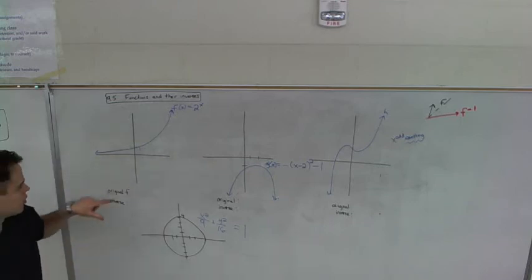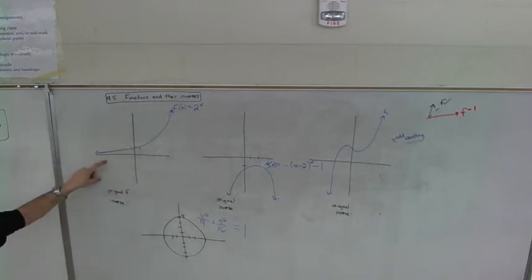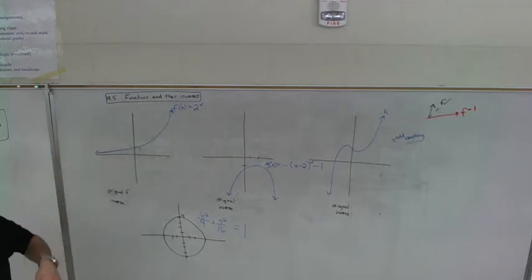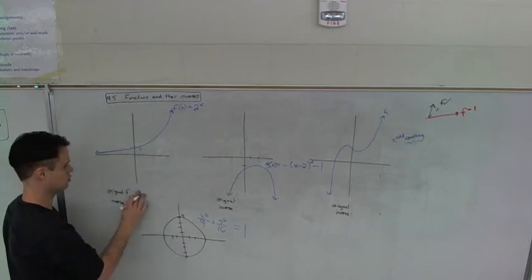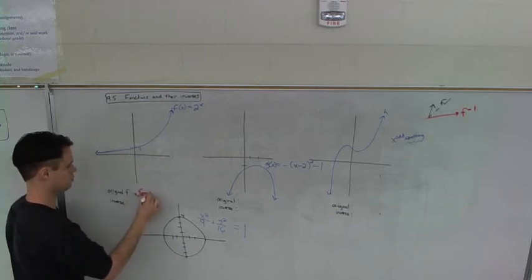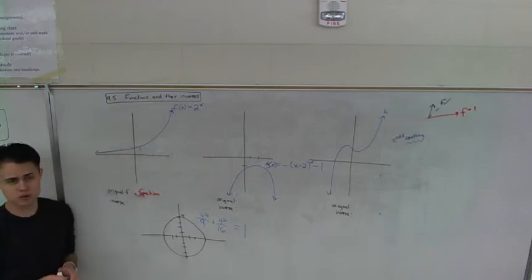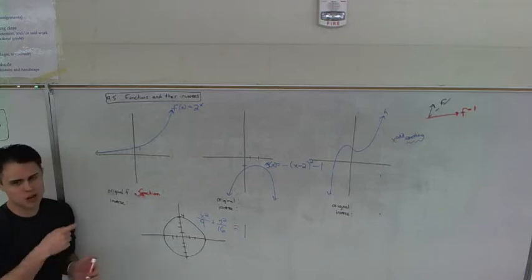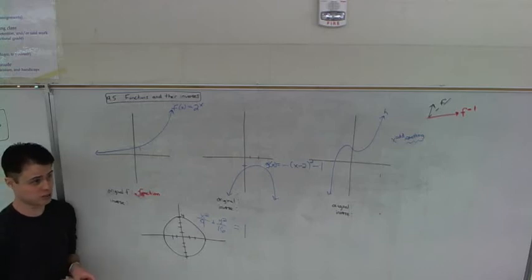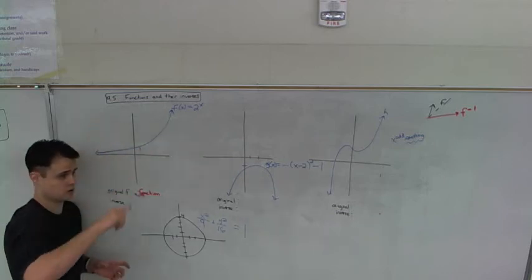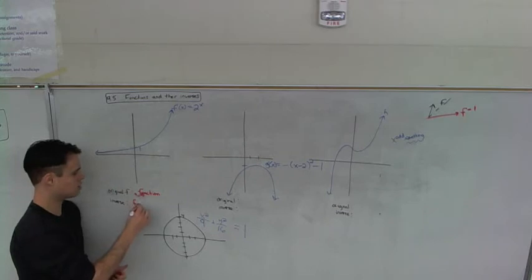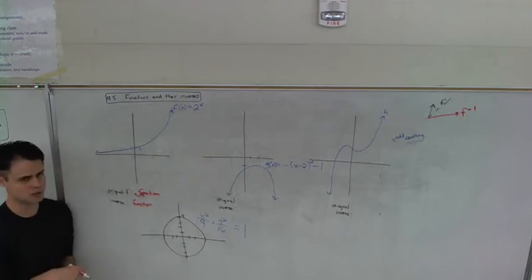Let's review. This one, is the original a function? Yes. Passes vertical line test, yes. Okay, is the inverse a function? I can't see the inverse. We could try to draw it, but we don't need to. Just pass the horizontal line test. Yes, it is. So I can't even see the inverse, but I know it's a function.